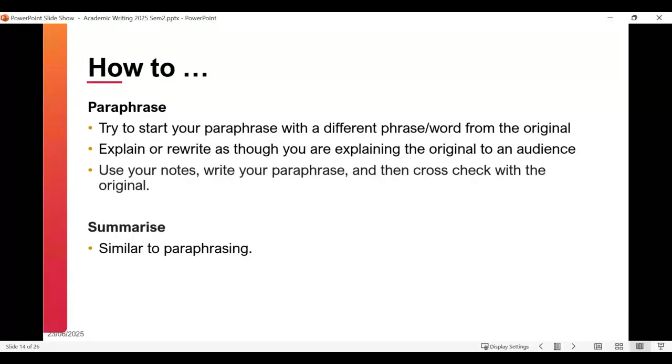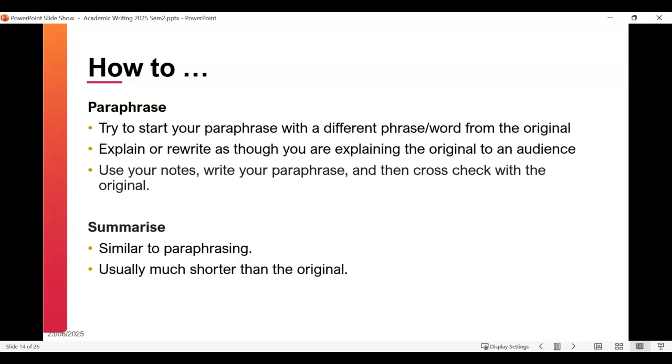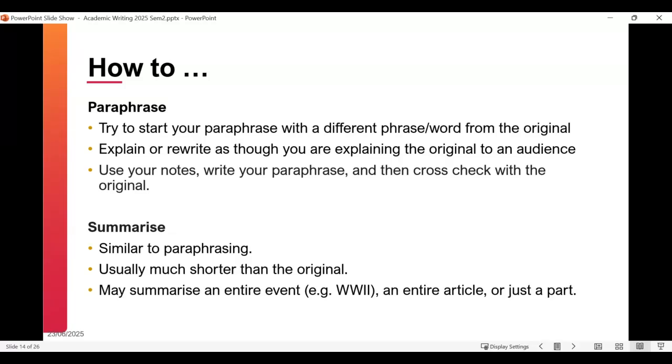Summarizing is very similar to paraphrasing. Obviously now it's a summary, so it's much shorter than whatever you've read. You're putting it into fewer words, and you can summarize an entire event, like World War II, an entire article, or just a part, or just one idea, or just one paragraph.